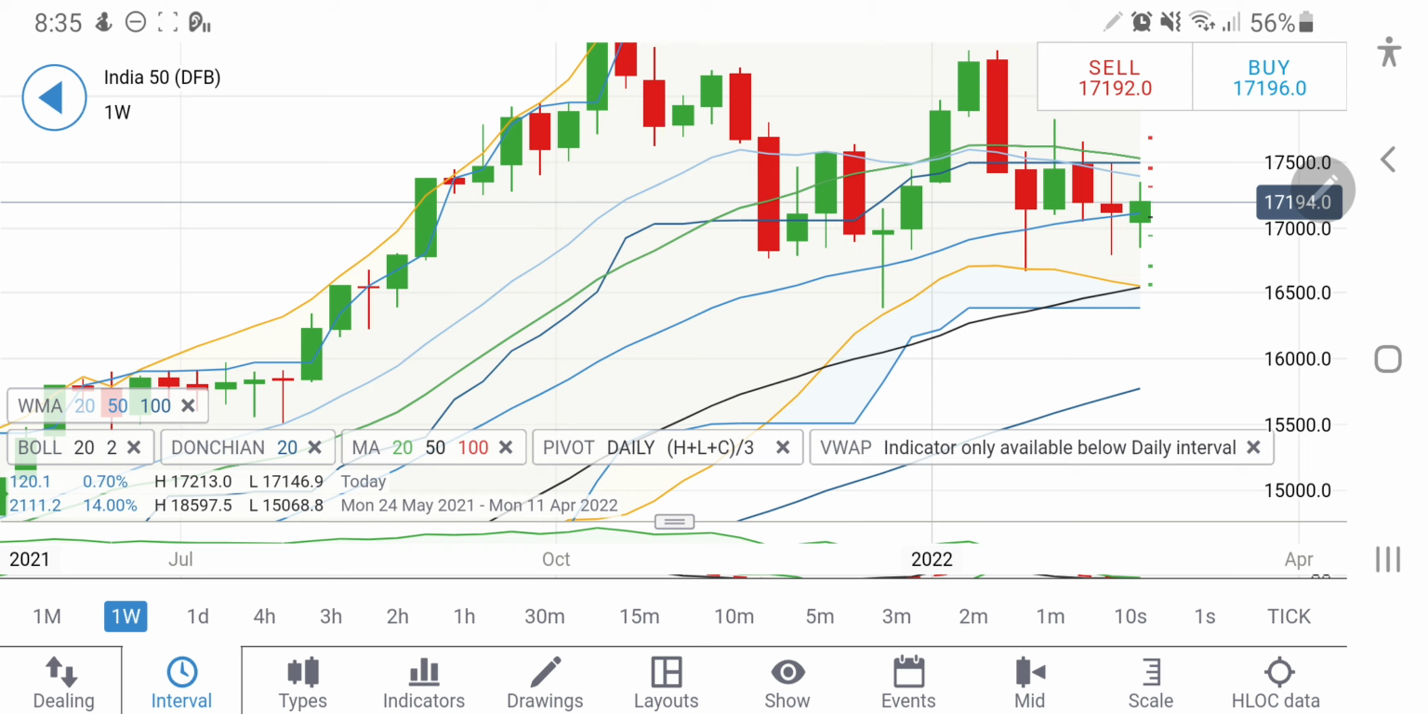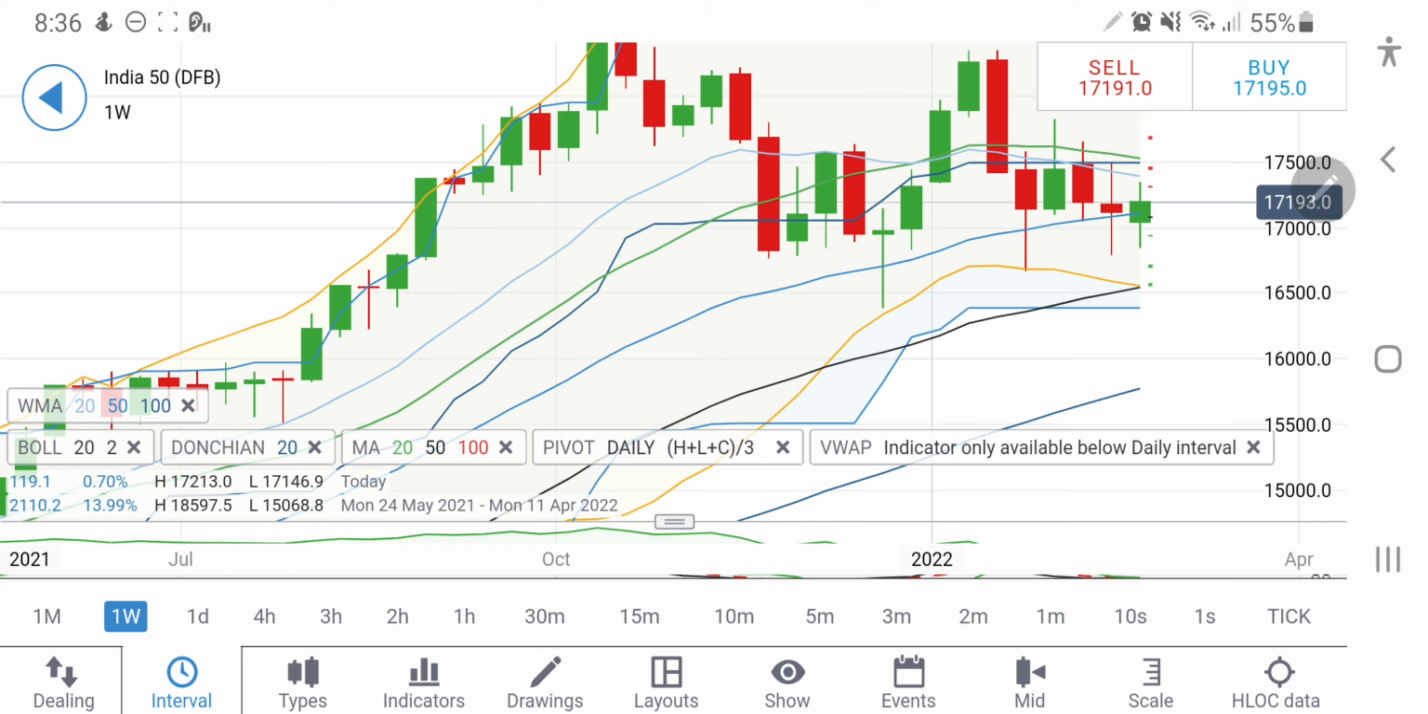Now if it breaks 17050 levels, the break is going to be sharp, where you can expect the 16900, 16800 zone again to come into picture. So probably this might try to trade in between 17050 to 17250 levels today. This is going to be a probable trading range for Nifty.